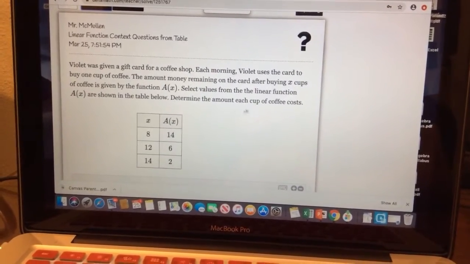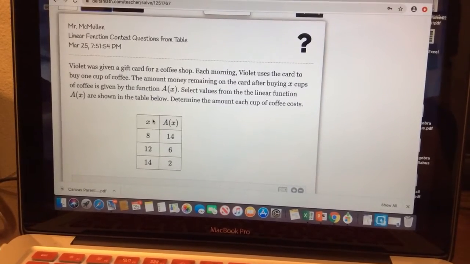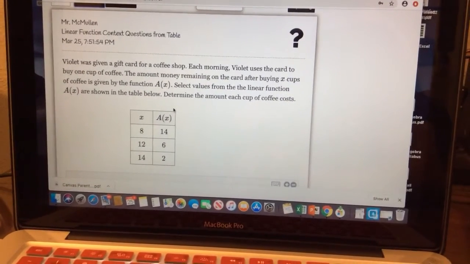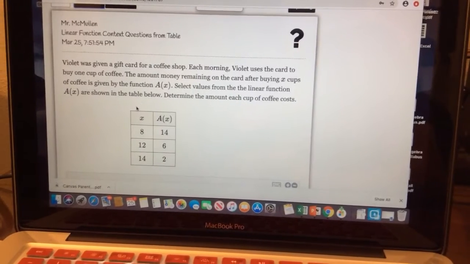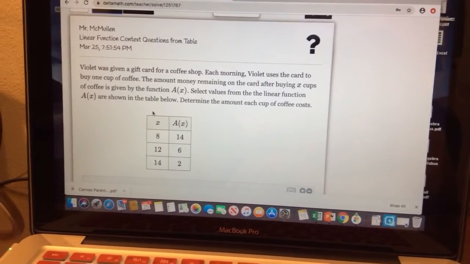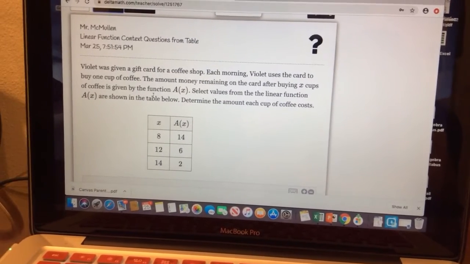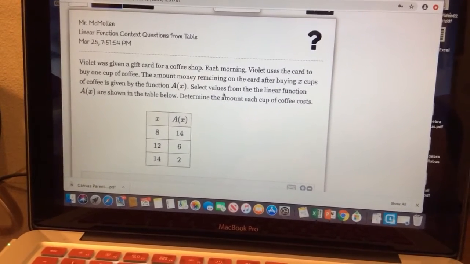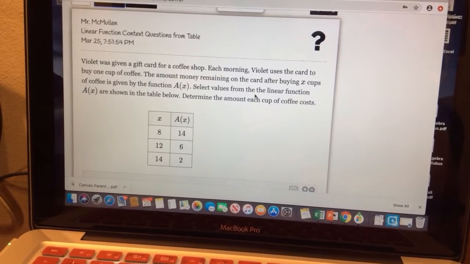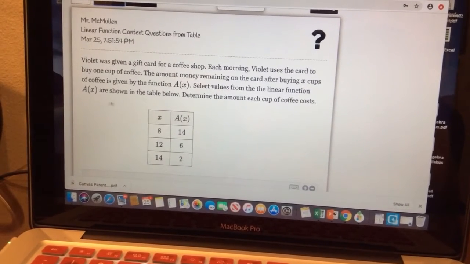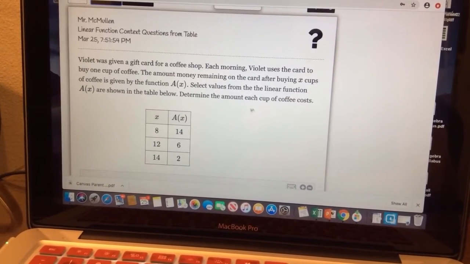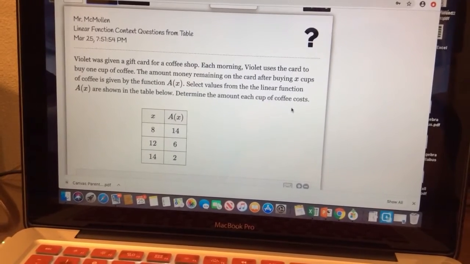So any table we get, they'll tell you what the variable represents. In this case, when we work this problem out in a sec, I would put the word cups above X. And then it says after buying X cups of coffee is given by the function A of X. Select the value from the linear function A of X shown in the table below. Determine the amount each cup of coffee costs.